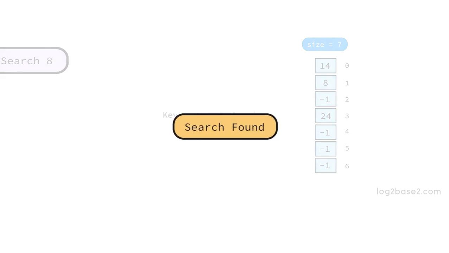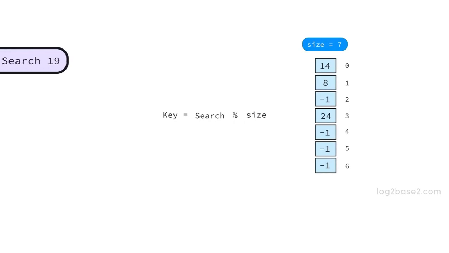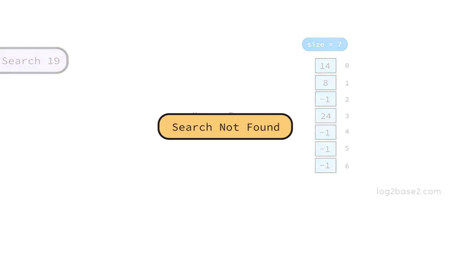Now let us search for element 19. So key is equal to 19 mod 7, which is equal to 5. So go and check here, and here we have -1, which indicates the element is not present. So the search is not found.